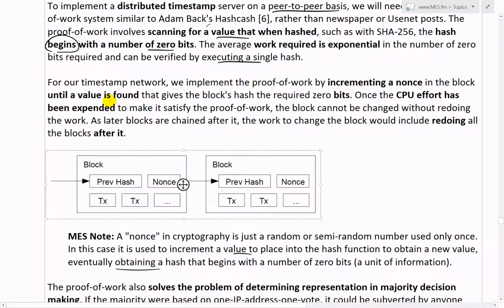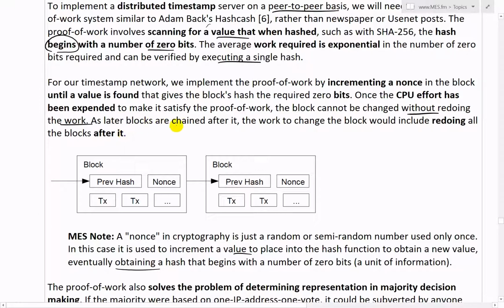Once the CPU effort has been expended to make it satisfy the proof of work, you're going in a loop, incrementing until you finally get the 0 bits. Once the CPU effort has been expended to make it satisfy the proof of work, the block cannot be changed without redoing the work. So if you want to change the block, you have to redo the work from wherever you left off.